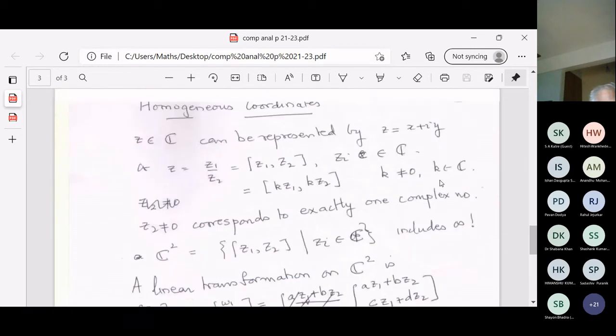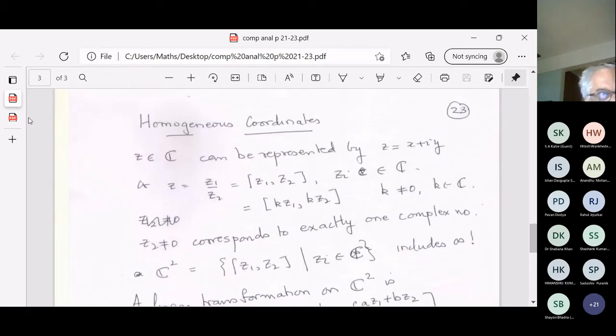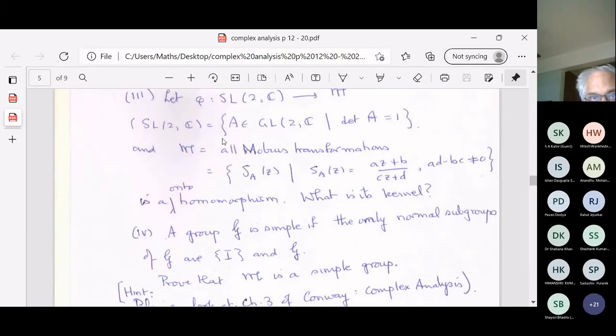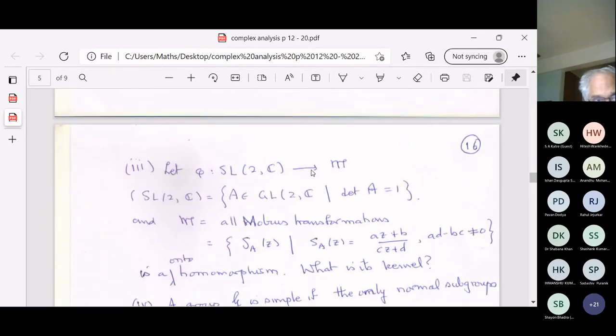Okay, so this was one of the comments. I'll come back to this a bit later on. And that is why there is a great deal of group theory going on here, 2 by 2. So Mobius transformations are immediately connected to SL2C. Okay, SL2C is what?